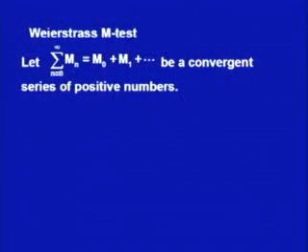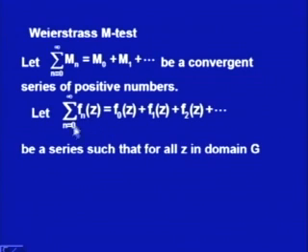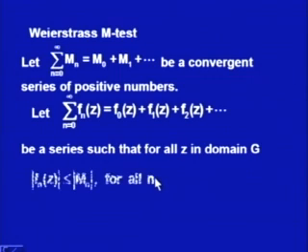Now, we will discuss the Weierstrass M test for uniform convergence. Let us consider a series of positive terms, summation n equal to 0 to infinity Mn, that is M0 plus M1 plus M2 and so on, be a convergent series. Then consider this series of functions, summation fn(z), n varies from 0 to infinity, that is f0(z) plus f1(z) plus f2(z) and so on. This is another series, such that for all z in a domain G, the modulus of fn(z) is less than or equal to Mn for all n.